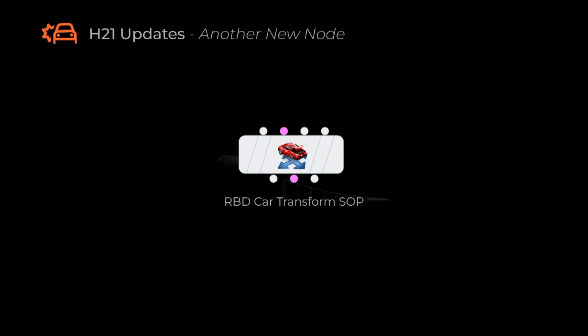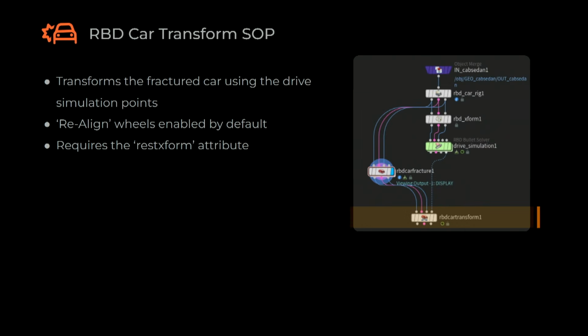So I asked Nick Petit, the developer, and amazing guy, he was like, here's your answer. The car transform sub, another new node in Houdini 21. So what this sub does on the basic level is, it uses the simulation points. You can fracture the car, a static car, without any sort of driving or animation. You can fracture a static car to your heart's content. You can use the simulation points, plug it into this one node, and you can transform a fractured car. And one more thing to note is that the realign wheels option is automatically enabled by default on this car transform sub.